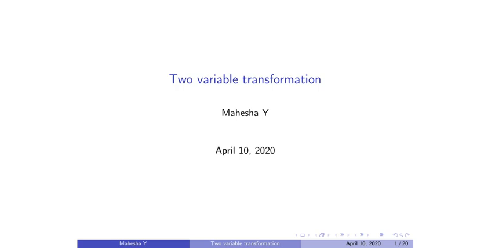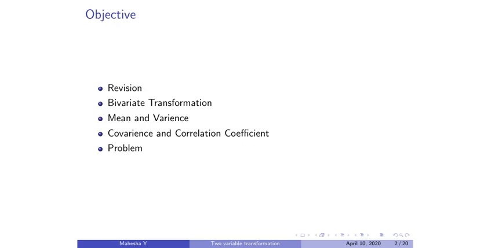Today our discussion is about transformations, that is called two variable transformation or joint transformation or bivariate transformation. So we'll discuss about that today. Our objective of today's class is revising what we have studied in the last class, what is a bivariate transformation, and how to find the mean and variance of a bivariate transform. Also we have to discuss the covariance of the transformed variables and the correlation coefficient of the transformed variables. Also we will discuss a problem regarding this one.